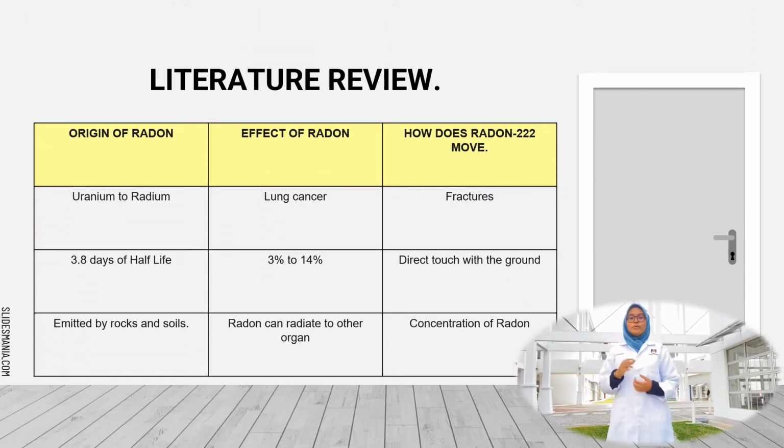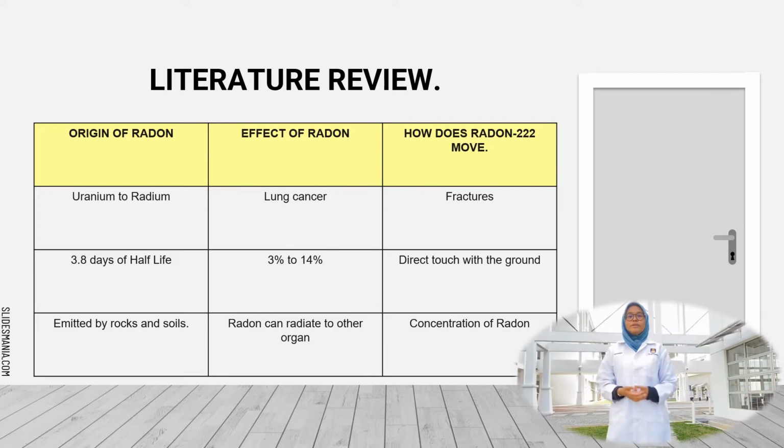For the first point, which is the origin of radon, the origin of radon 222 comes from the element radium, which is the decay product of uranium. Both radium and uranium are found in soils and rock as naturally occurring elements.